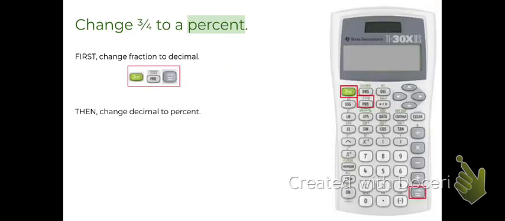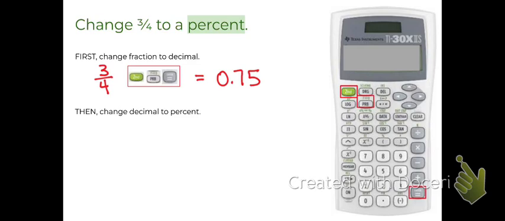Now, if you're given a fraction and you need to change it to a percent, you need to first change that fraction to a decimal. So again, enter your fraction in your calculator. Remember that fraction bar is this ABC button right here. So it's 3ABC4, and then second F to D equals, and I'll see this is the same as 0.75.